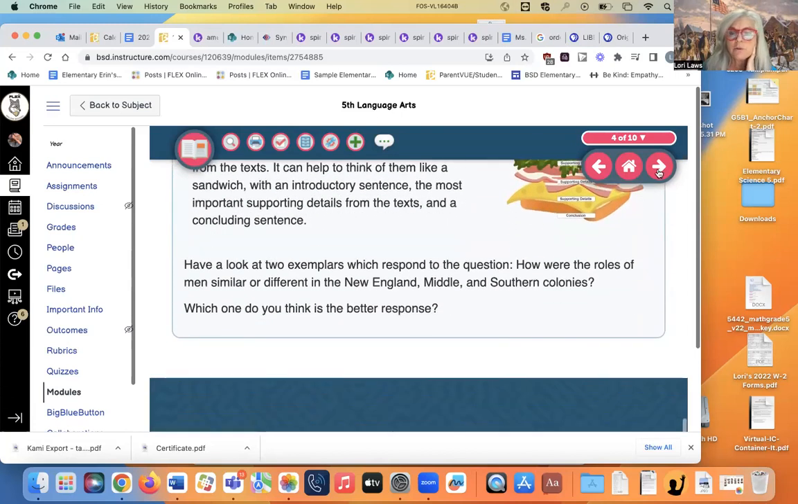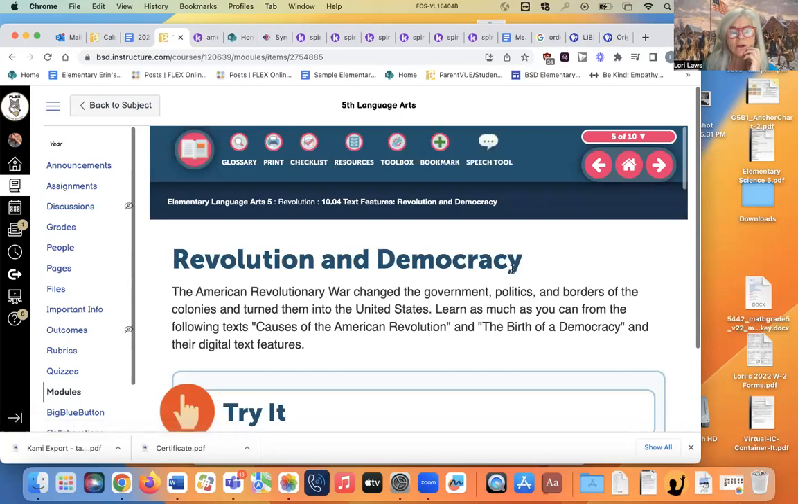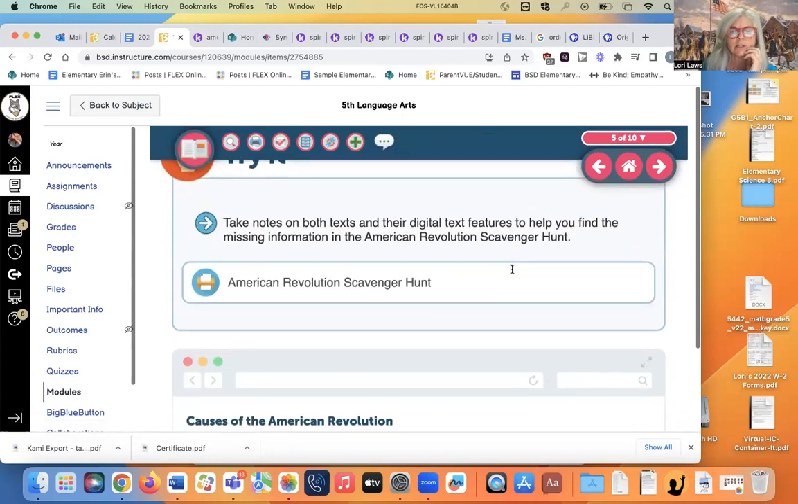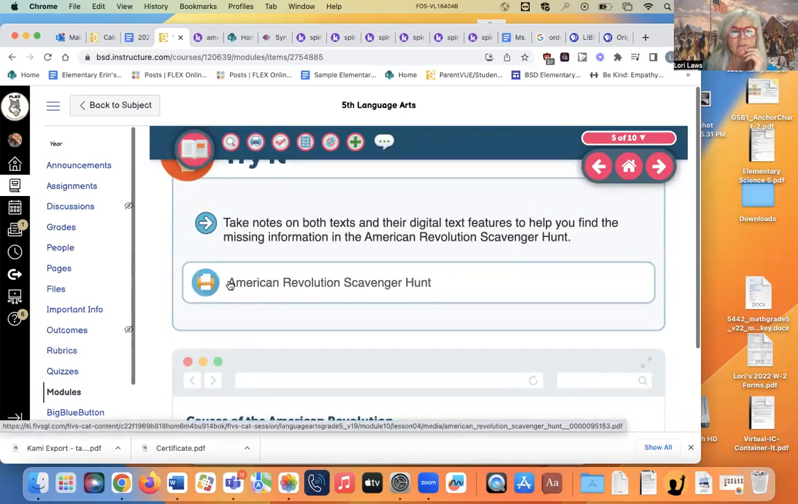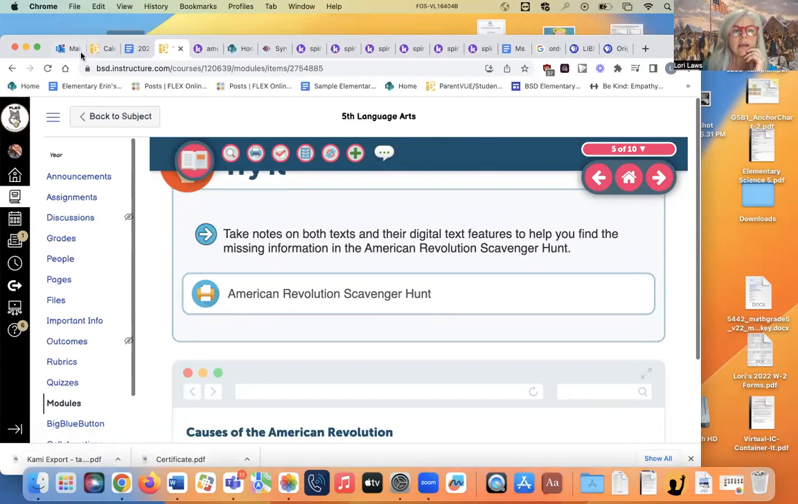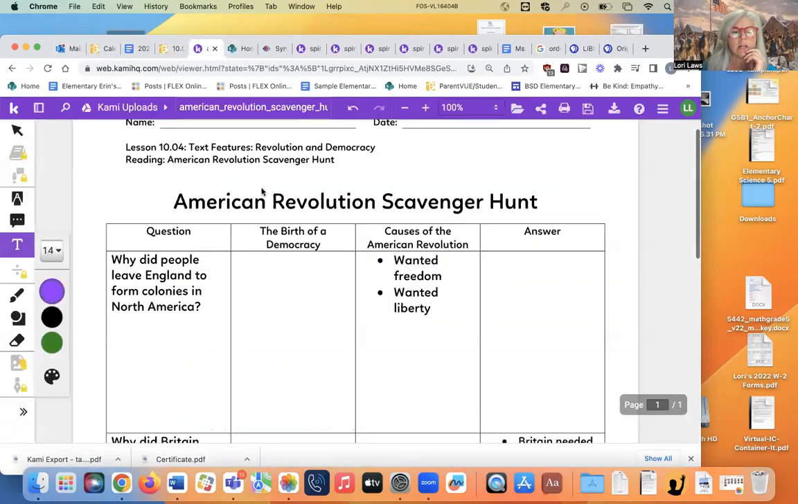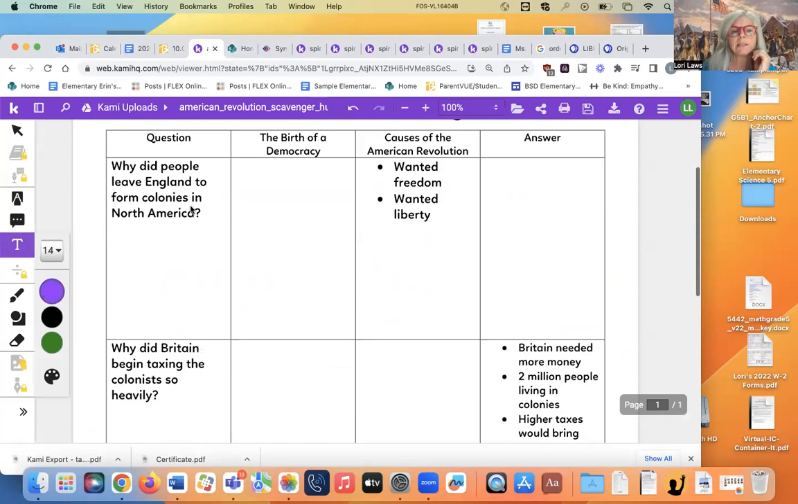So after you read that article, the next page also has some articles. It has this American Revolution scavenger hunt page, which you don't have to turn in. It's just for your own knowledge. Why did people leave England and form colonies in North America? Hopefully you know some reasons for that. But as you read these two articles, you're going to find out more reasons.